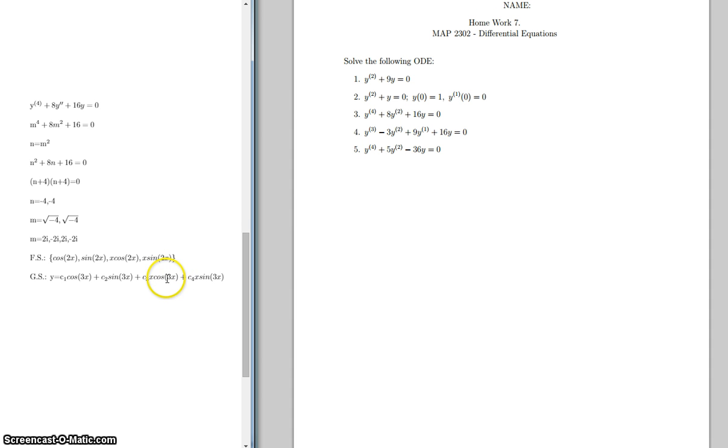So the linear combination of these is our general solution, which is y equals c1 cosine 3x plus, oh man, copy pasting. Let's fix that real quick. Recompile. That is our general solution right there.